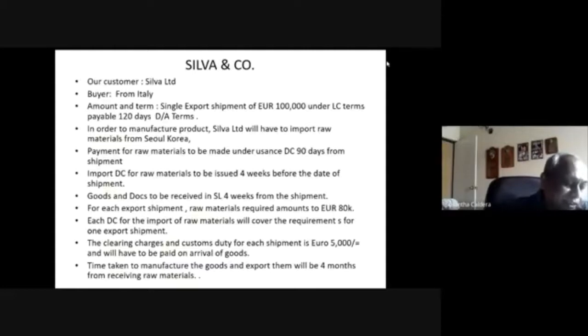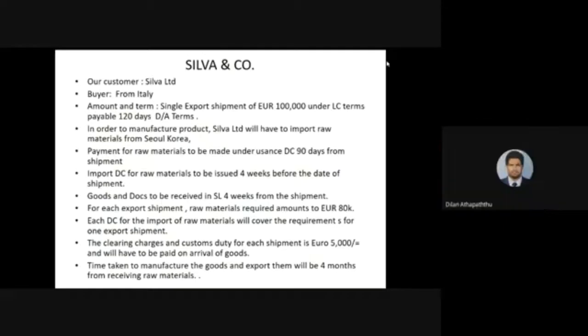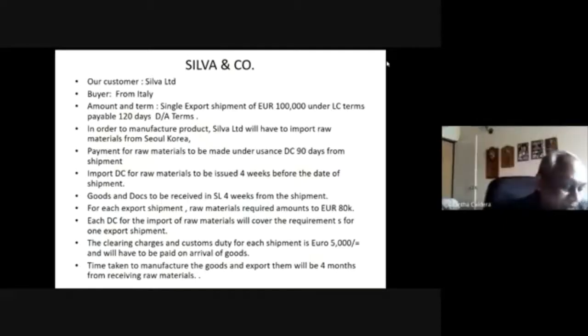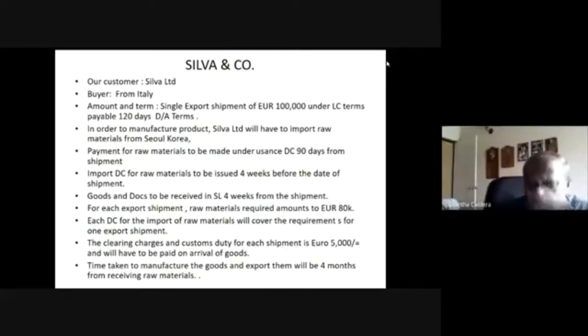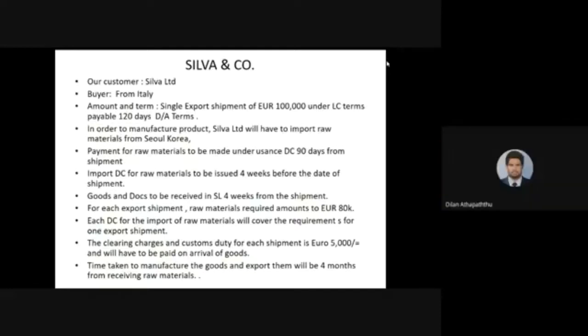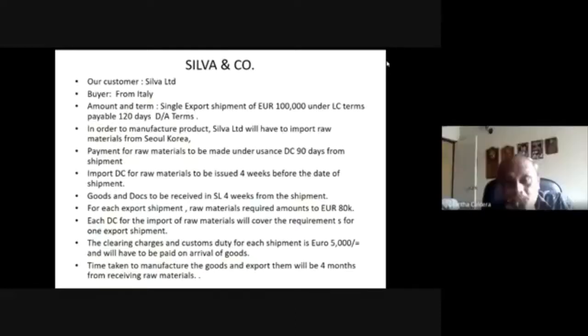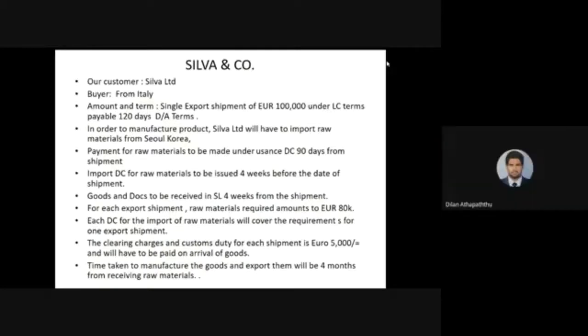Then goods plus documents. Goods plus documents. Shipment date up to the receiving of goods. What's the time period? 30 days. 30 days, 1 month. Right?